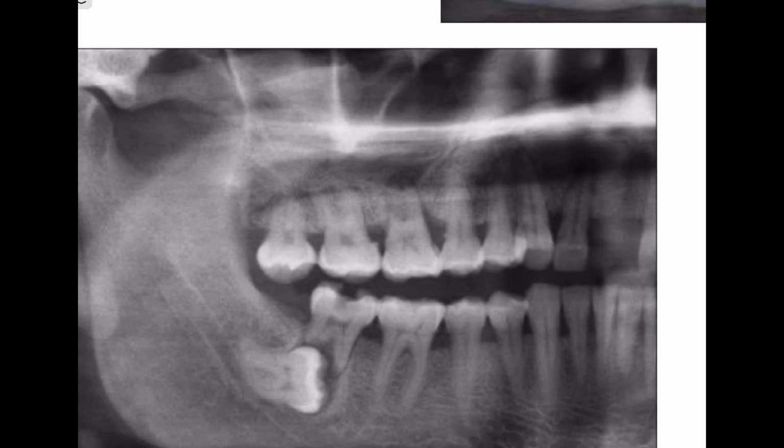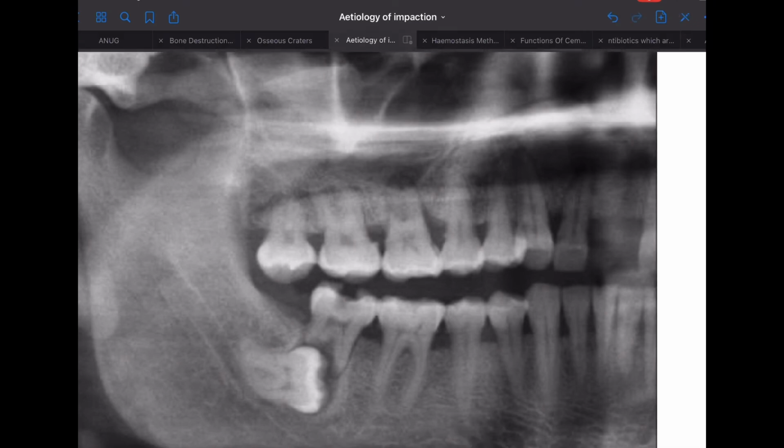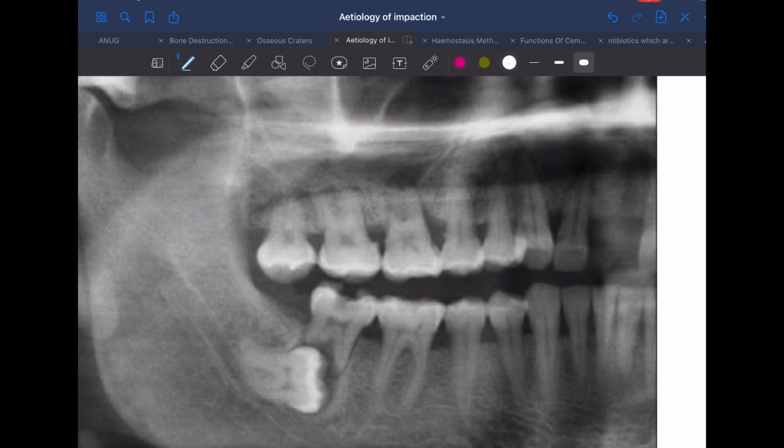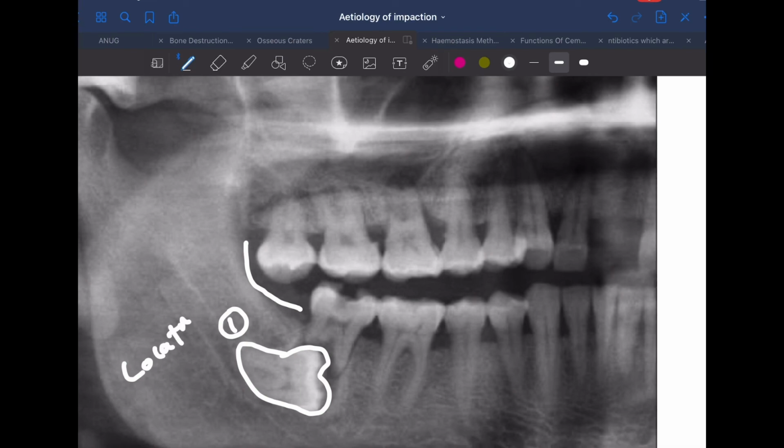So again, first thing is its anomaly in the position. It is positioned well below the upper border of the mandible, right? This is our superior border of the mandible, and I'll just use a pencil to mark this, right? So this is our superior border, right? And here this is our tooth. So because of this anomaly in the position, first thing is its location, right? It is located far below the superior border, far below the occlusal surface.